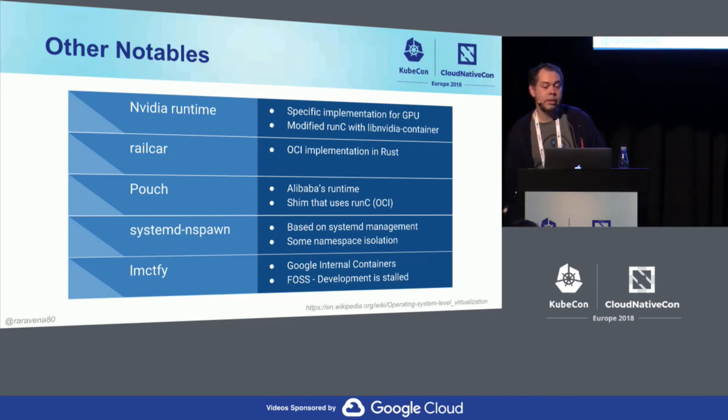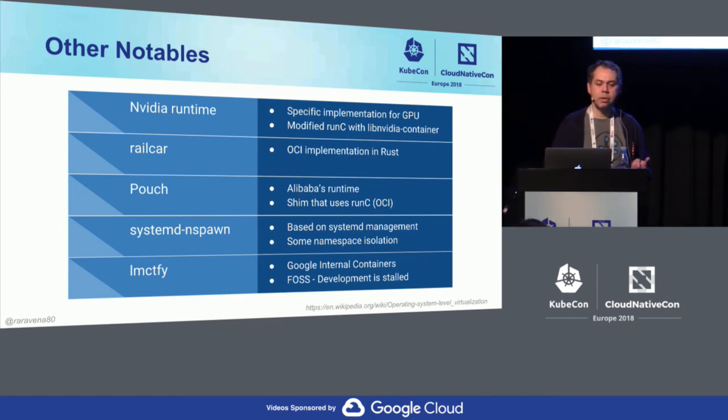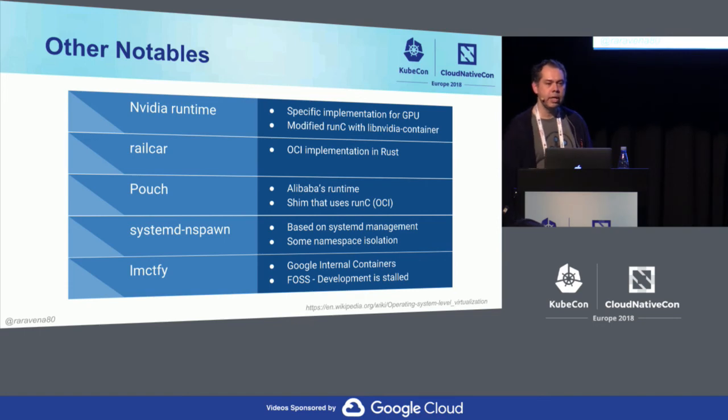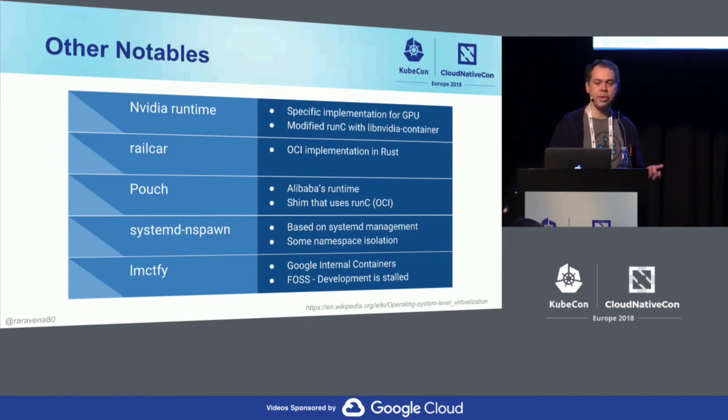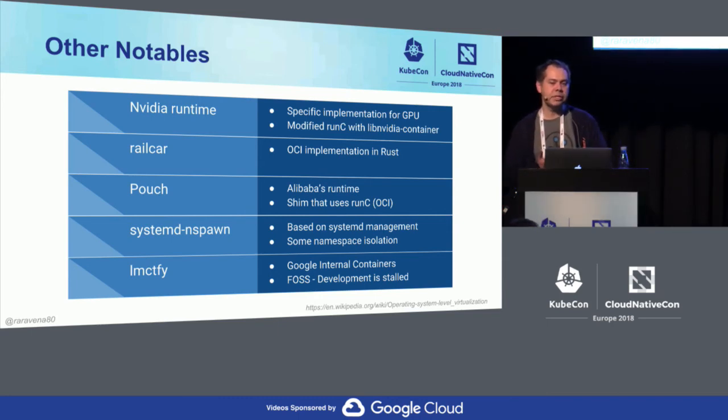So, other notable runtimes, there's a bunch. There's an NVIDIA runtime, specific to GPUs. It's a modified version of Runc, and it talks to the NVIDIA container library, which is written in C, and then talks directly to the GPUs. There's also Railcar, an OCI implementation in Rust. There's Pouch, Alibaba's runtime. It's just a shim that uses Runc in the back.